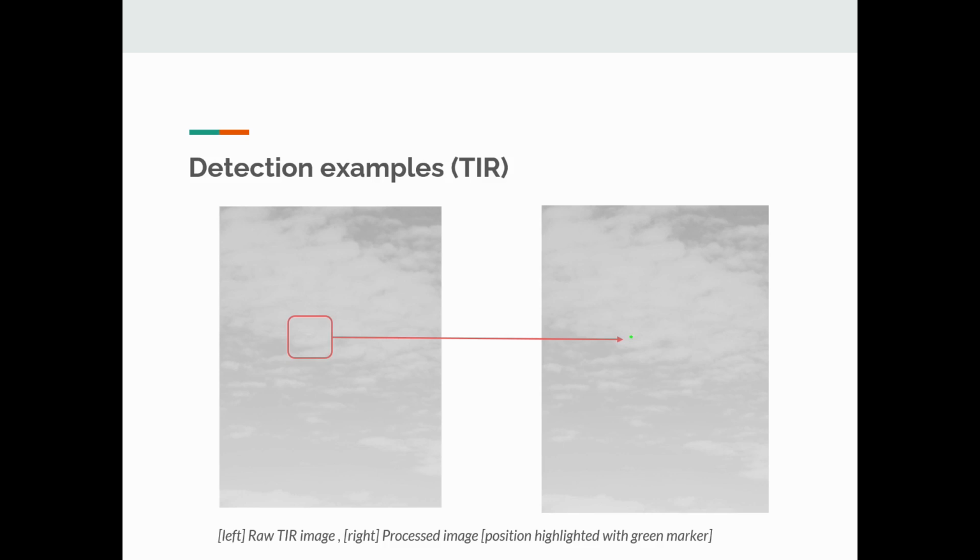This is a special case where the aircraft is flying in front of the clouds, and our algorithm has managed to detect the aircraft even in that condition. This image is from the thermal infrared wavelength, though.